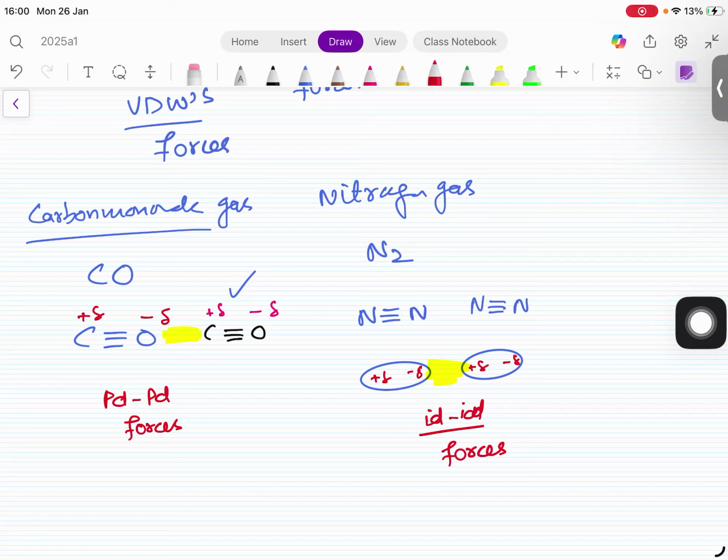Okay, next is, look at this. So here is carbon monoxide, PD forces, and nitrogen is ID forces.